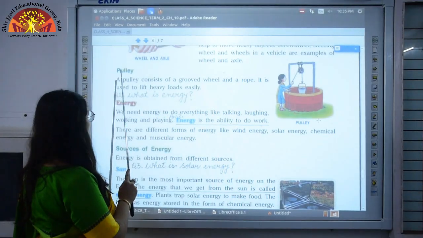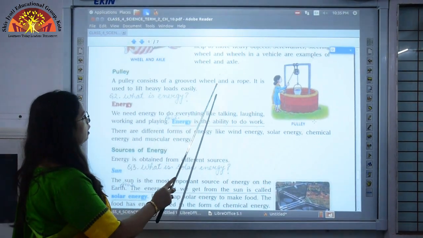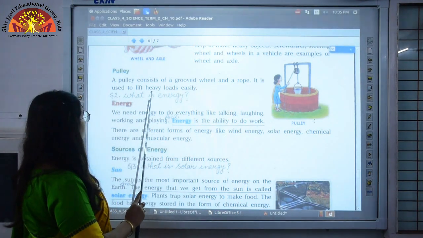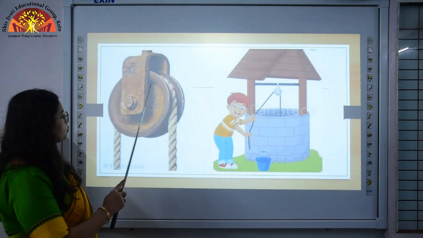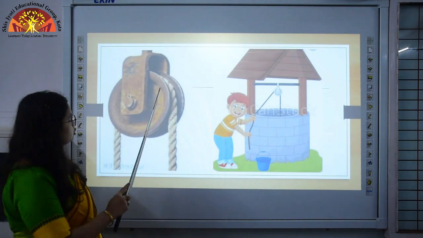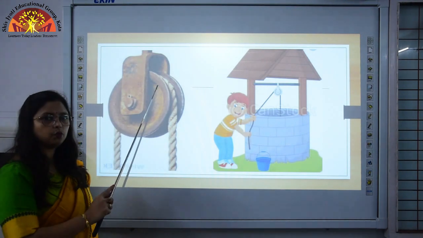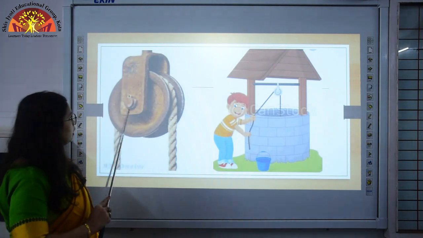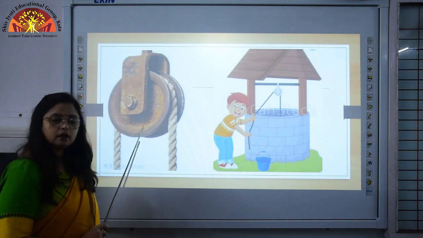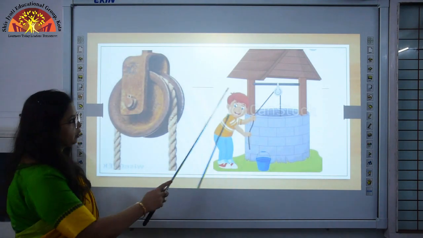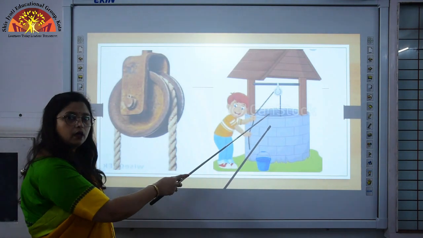Now we come to the next type of simple machine, it is the pulley. A pulley consists of a grooved wheel and a rope. It is used to lift heavy loads easily. Now see children, this type of arrangement is called a pulley. In this arrangement there is a grooved wheel and through this groove a rope is running. So when we pull this rope, this grooved wheel moves and it helps in lifting heavy loads. You can see one example over here. This type of arrangement is used to draw water from the wells.